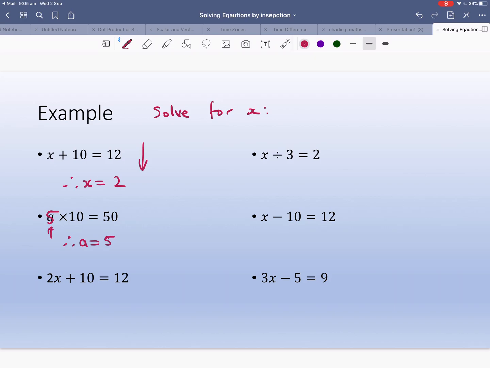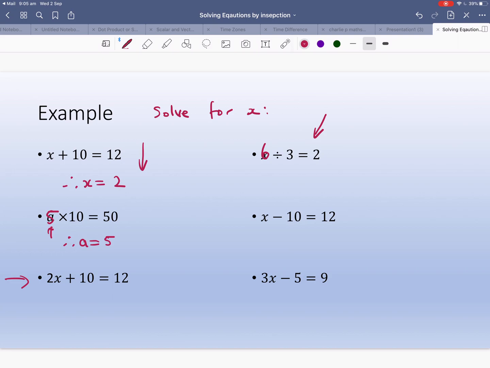All right, I'm going to do this one now, because these two are a little bit harder. I'm going to explain it later. x divided by 3 equals 2. What number divided by 3 equals 2? Looks like it might be 6. 6 divided by 3 equals 2.